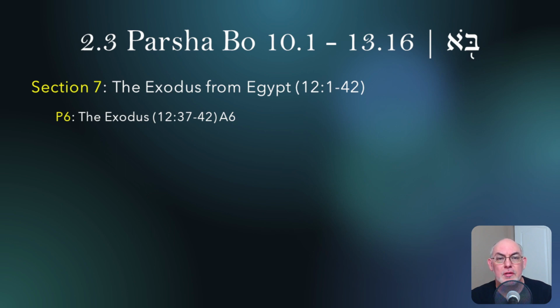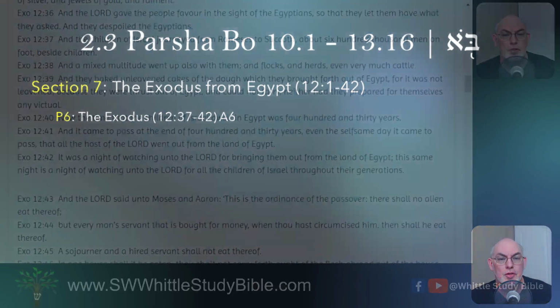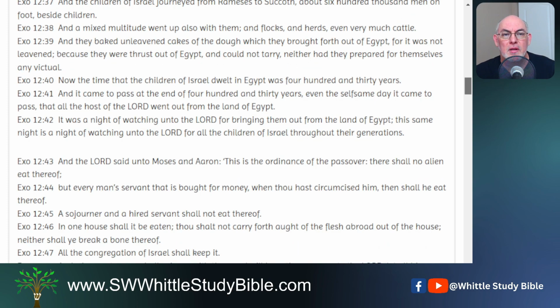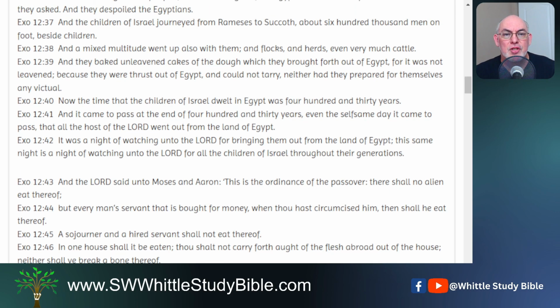We're going to read verse 37 and verse 42 so you'll have an idea of where one begins and one ends. So 37, I'm scrolling up just a little bit for you. It says, "And the children of Israel journeyed from Ramses to Succoth, about 600,000 men on foot beside children."